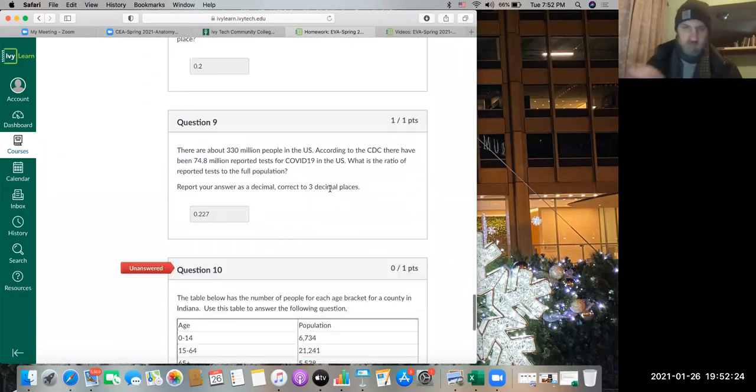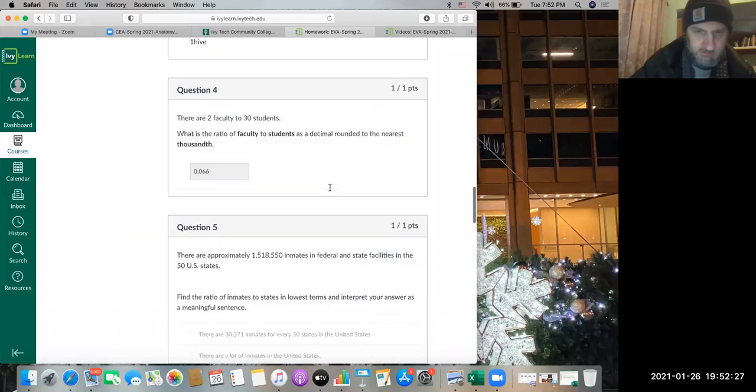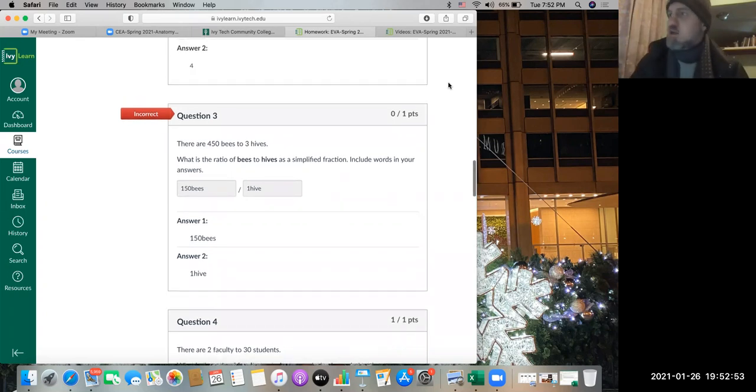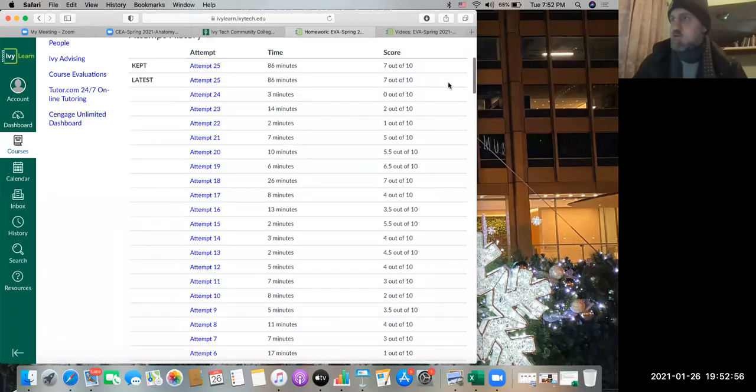Two. Bees to hives. Yeah, okay. It looks like it wanted it with a space in it. So go ahead and let's resubmit it, but with 150 bees, 150 space bees and 1 space hive. Okay.